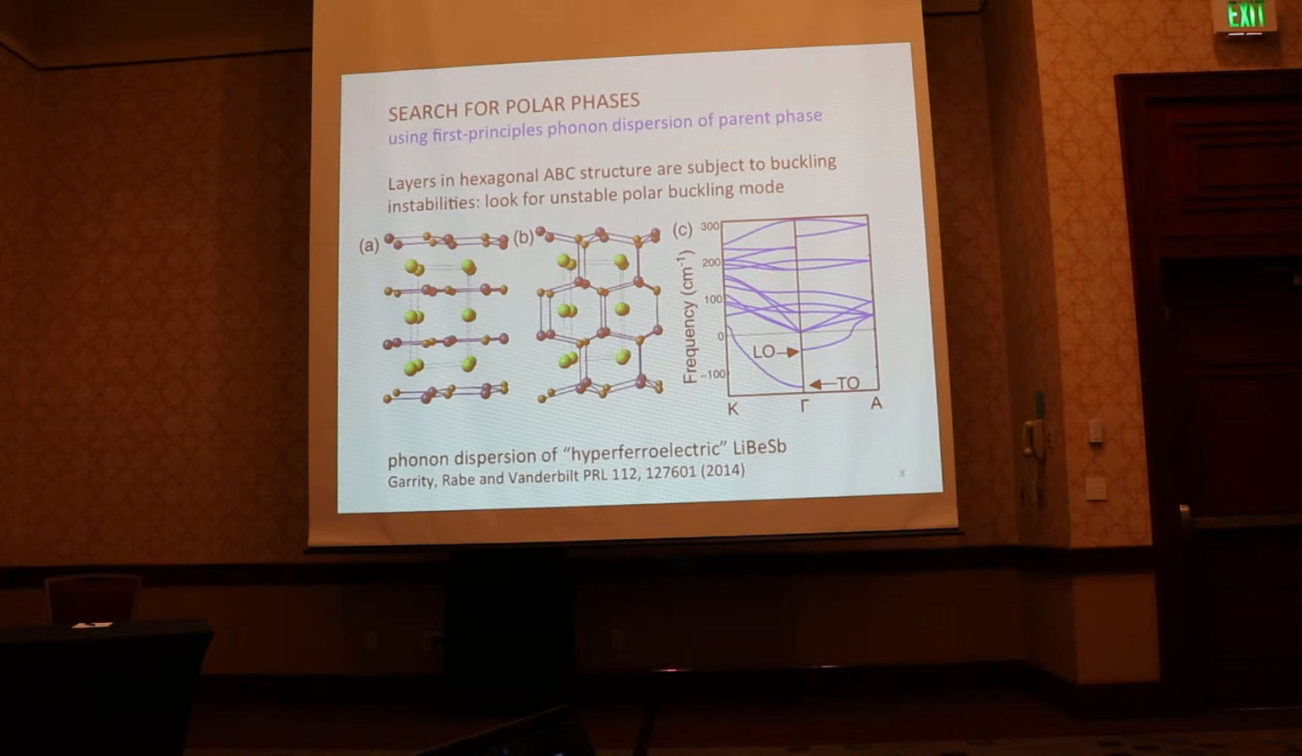This is honeycomb layers. This is ABC, honeycomb layers of two atoms with a third atom stuffed beneath. Here we're looking at the side to see the layers, because this high symmetry hexagonal structure, which has inversion symmetry, is prone to a distortion where the layers buckle in this polar way, giving this ferroelectric structure. And if you compute the phonon dispersion of this high symmetry parent structure, you'll see an unstable TO mode that corresponds to this buckling. This is a hyperferroelectric, so the LO mode is unstable also. You can read about that in this paper.